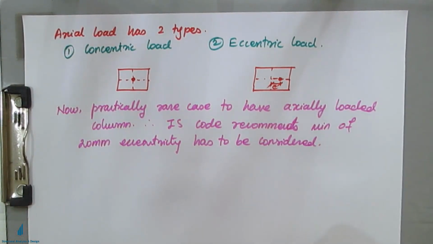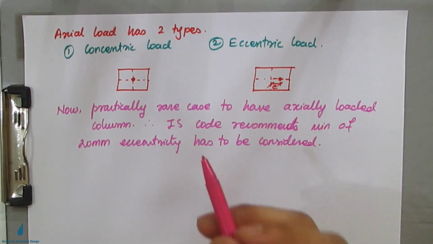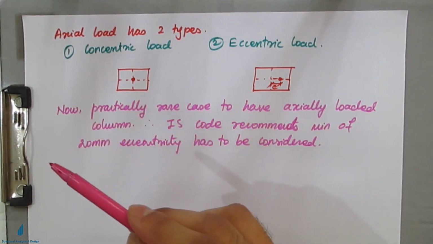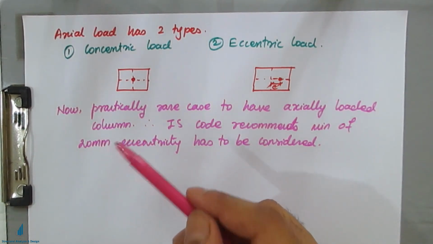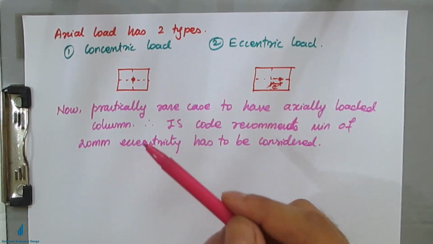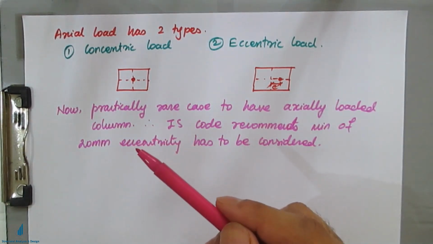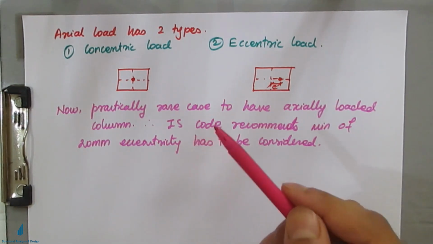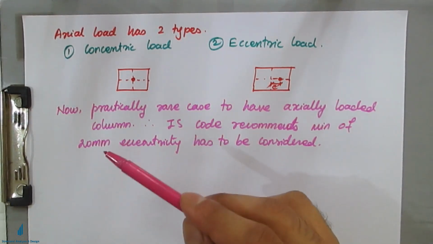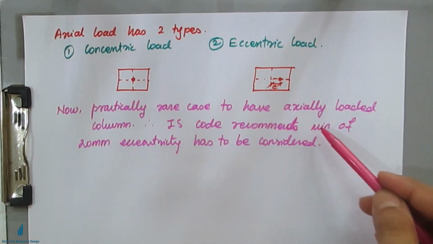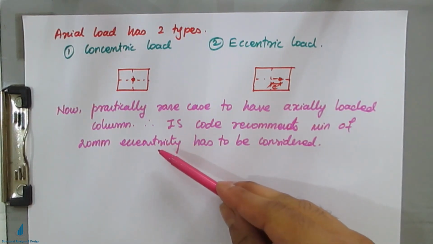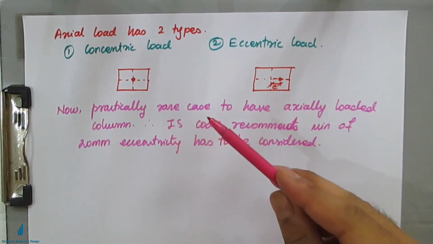Why this eccentricity has to be considered? Because practically you may not have the case where the load is exactly coinciding with the centroid. It may be due to materials, or due to poor workmanship, or various other reasons, you cannot have a perfect load which is passing through that centroid. So therefore the minimum eccentricity has to be provided, and IS 456-2000 recommends a minimum of 20 mm eccentricity, and then only we have to design a column.